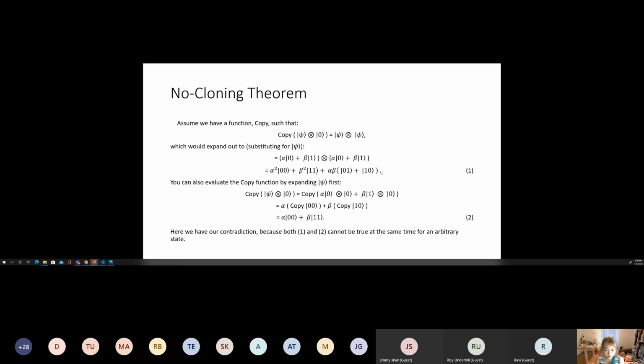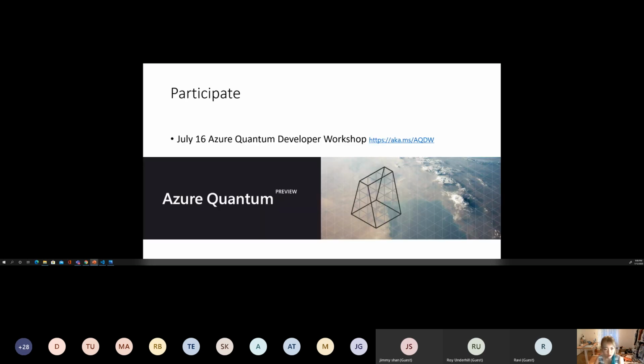So it shows that our universe is governed in a linear way, and we can't copy information this way. And also, we cannot really delete information. So this is the no-cloning theorem. That's all we are discussing today.